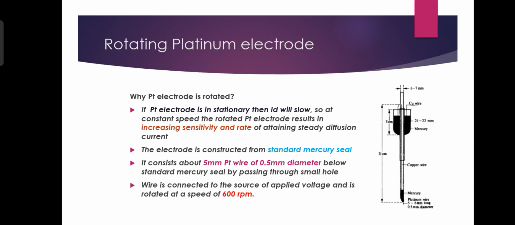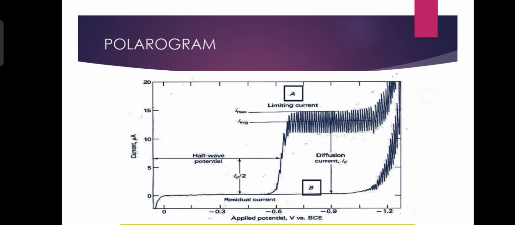For attaining steady diffusion current, the platinum electrode should be rotated, and the electrode is constructed from a standard mercury seal, and it consists of about 5 mm of platinum wire of 0.5 mm diameter. You can see at the end of the mercury drop, the 5 mm platinum wire is extended, its diameter is 0.5 mm, and it rotates with a constant speed, that is 600 rpm.